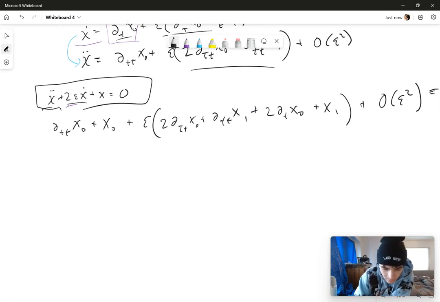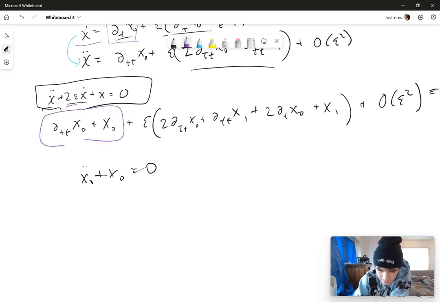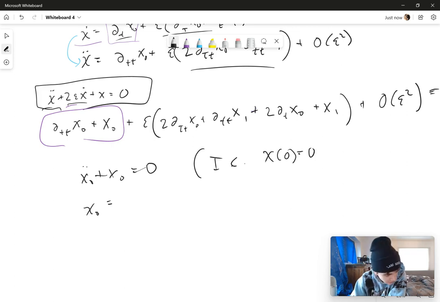So the first equation, I just have x naught double dot plus x naught is equal to 0. Okay, and that's the order 1 equation here. And I immediately know the solution to this, right? We have x naught is equal to, we're just going to have sines and cosines here. And let's assume some initial conditions here: that x of 0 is 0 and x dot of 0 is 1. Interesting. Okay.